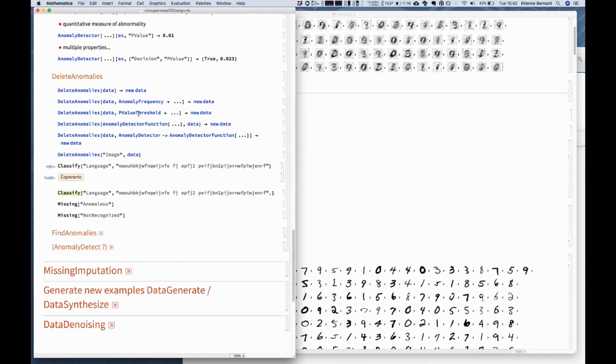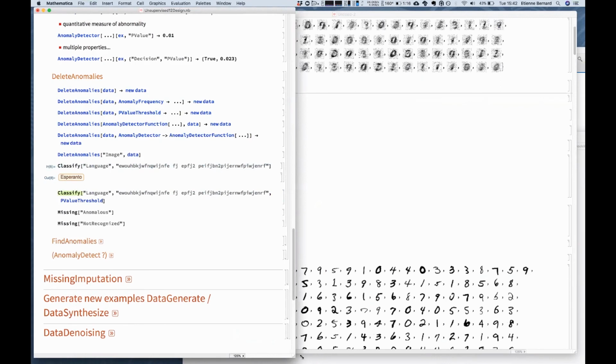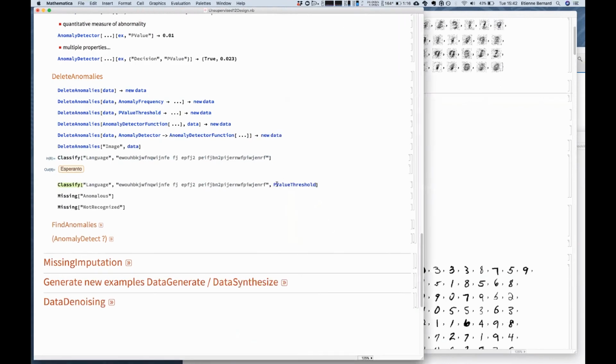There's probably a way to change the threshold, which also has a consequence that we should probably put anomaly in the name, because putting something like p-value threshold here is quite obscure in the context of classify. Utterly obscure. So it would be anomalous threshold, or I don't know.